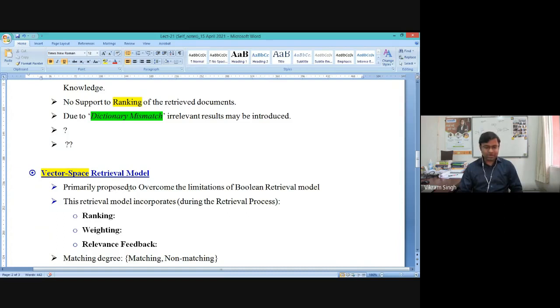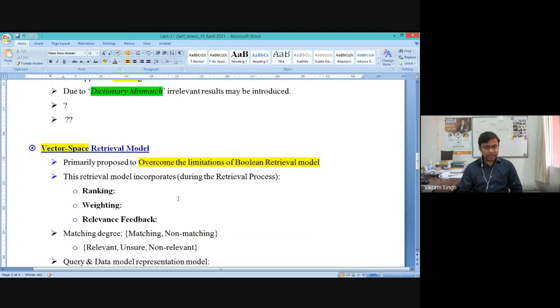Primarily, it was proposed naturally to overcome the limitations of the Boolean retrieval model. That's the basic philosophy, the basic need. But it comes with three of the most important features of modern retrieval systems. The first is that it provides a ranked list of retrieved documents. Then it provides a weighting scheme, which has potential advantage for any retrieval model. And after that, it has a strategy to incorporate relevance feedback. These three are the benchmark features which are still available in the latest retrieval models. The vector space model is the first model which incorporates these three features, and they are pivotal for any kind of retrieval model.